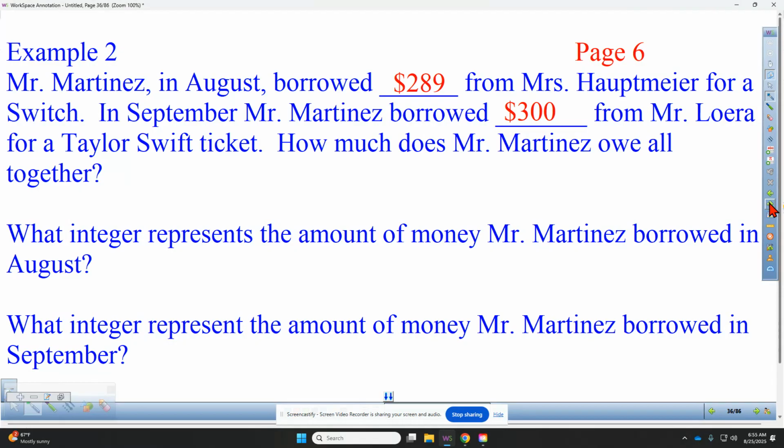In September, Mr. Martinez borrowed $300 from Mr. Loera for a Taylor Swift ticket. How much does Mr. Martinez owe altogether?